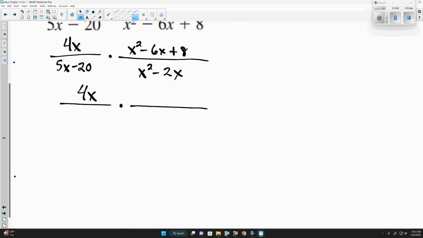Now 4x doesn't factor because it's a single term. Now 5x minus 20, we can factor out a 5, which leaves us with x minus 4. X squared minus 2x, we can factor out an x. Because if we factor an x out of x squared, we're left with a single x. And if we factor an x out of 2x, we're left with 2.